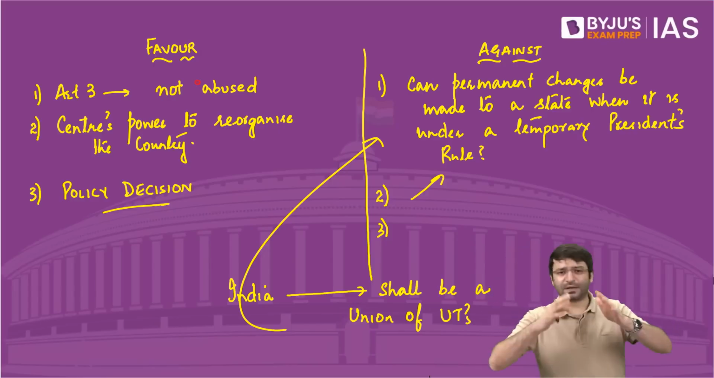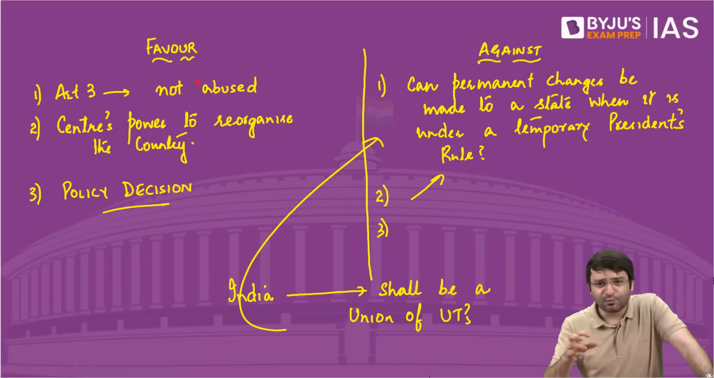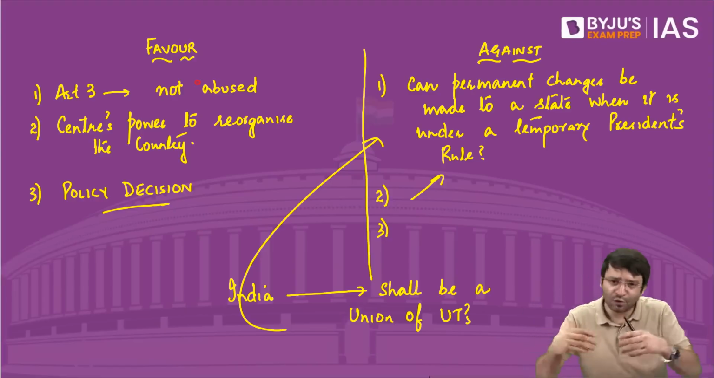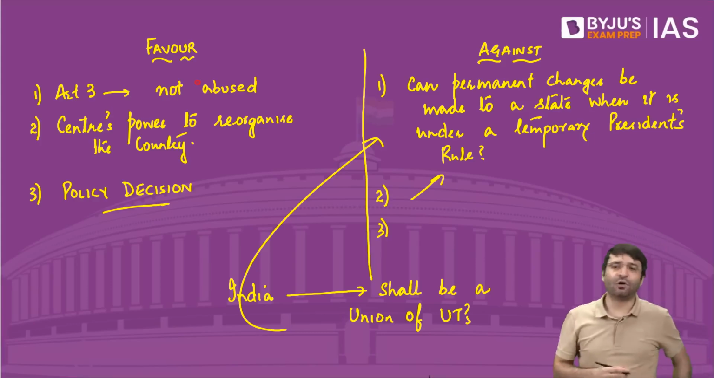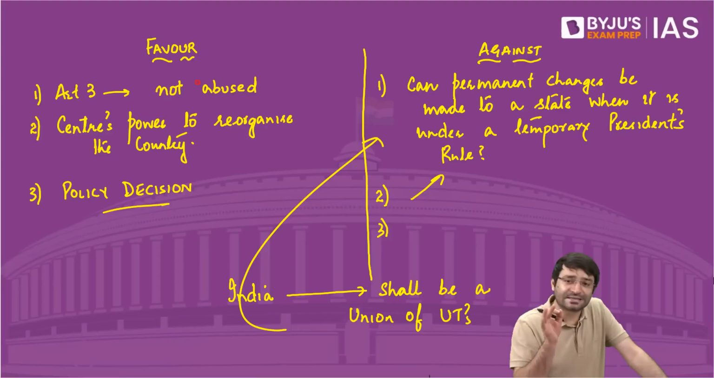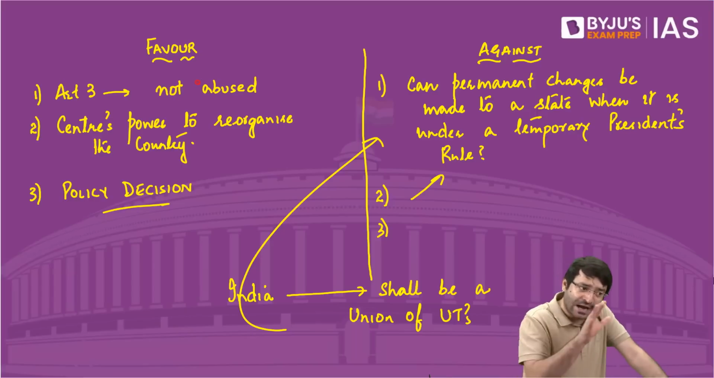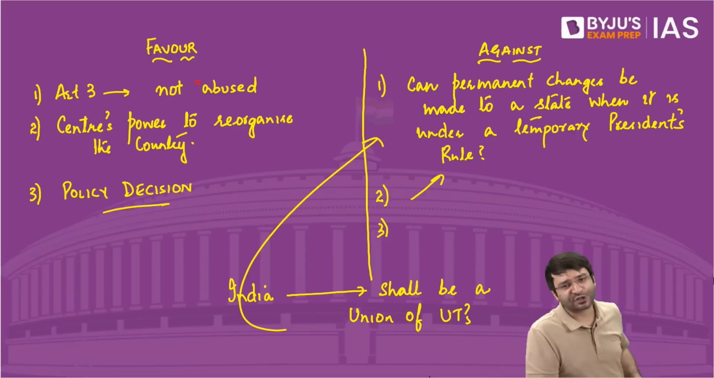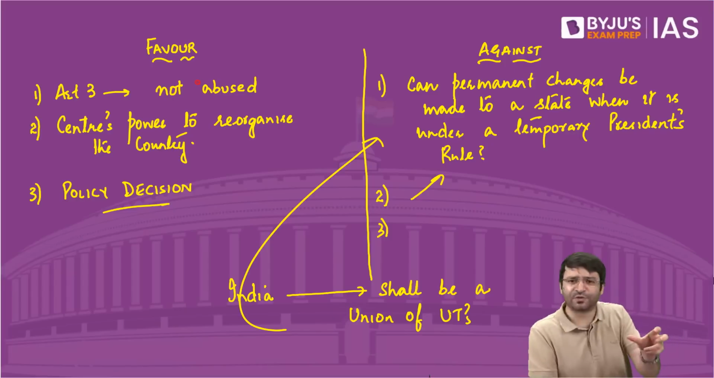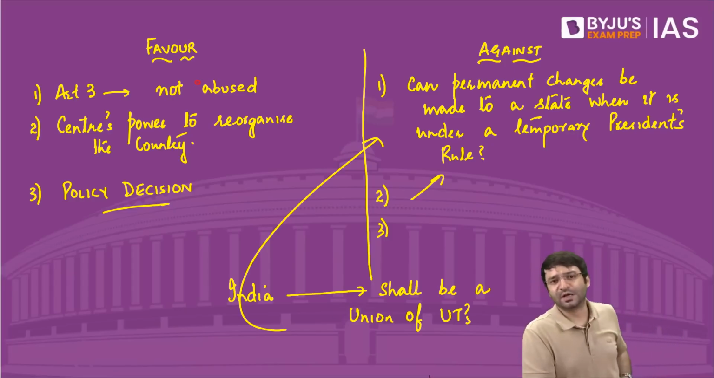So let's recap. Article 3. Parliament may pass a law, and through this law it can divide a state, merge states, increase the area, decrease the area, alter the boundaries, change the name of a state. And all this can be done by parliament by passing a law, and this law should be passed by simple majority. And what is simple majority? Majority of the members present and voting. But for that, a consultative process has to be followed, which is mentioned in Article 3. And we gave 2 examples of how Andhra Pradesh was reorganized and how Jammu and Kashmir was reorganized.